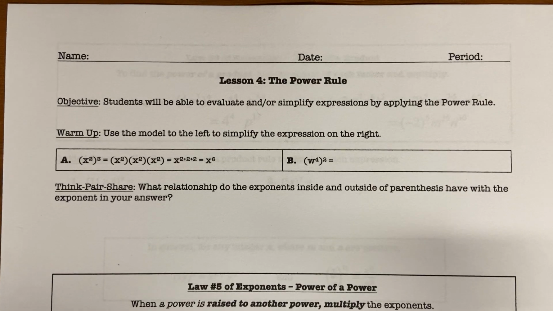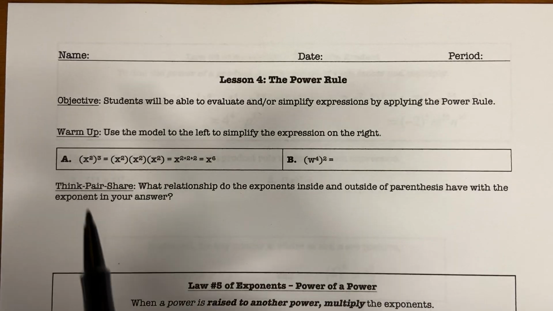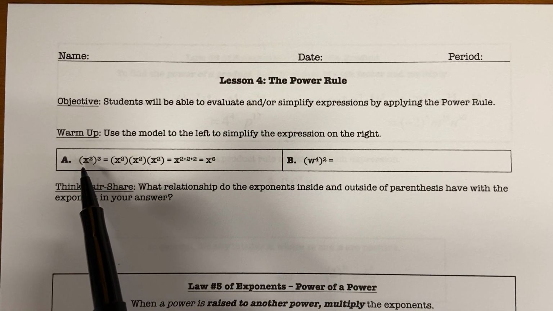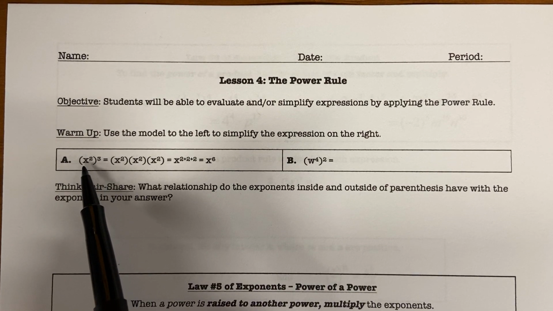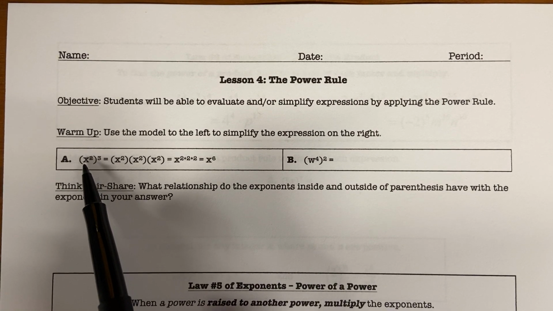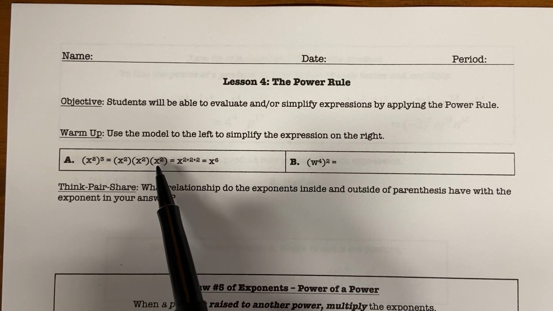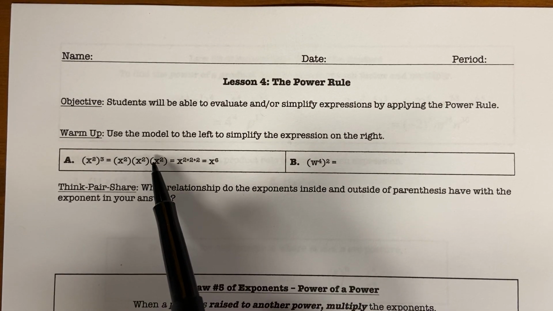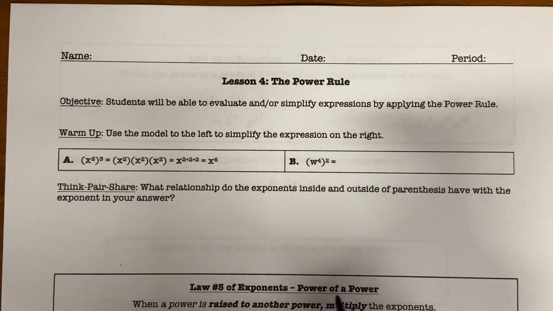So if you look at the warm-up, it says, use the model to the left to simplify the expression on the right. So if you notice on the left-hand side, I have x to the second power to the third power. So I have two exponents here. Well, since the x and the exponent of 2 are inside parentheses, that represents our base. So how many times am I multiplying x to the second power? 3 times. So x squared times x squared times x squared. Well, the product rule from lesson number 2 tells us that when we multiply values with the same base, we add the exponent. So 2 plus 2 plus 2 is 6.